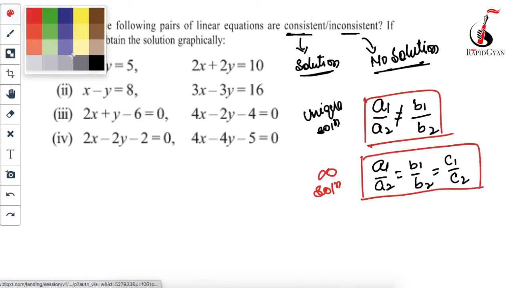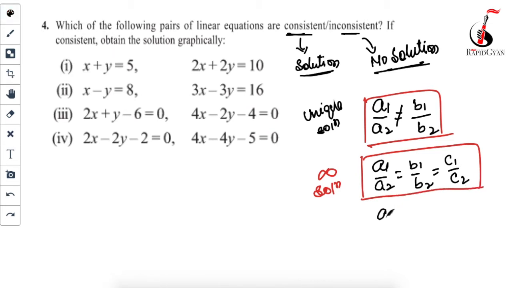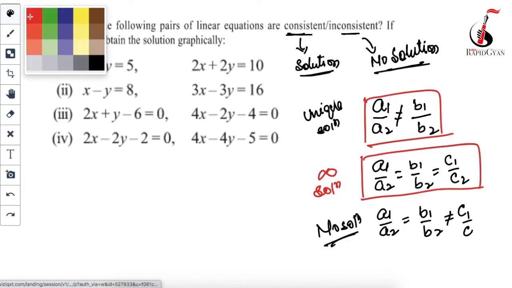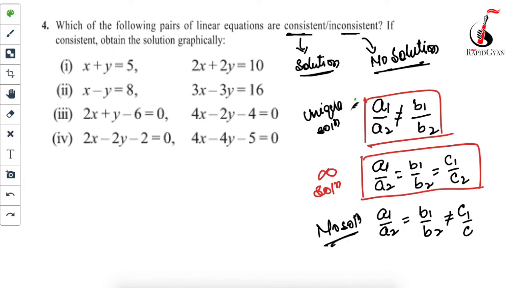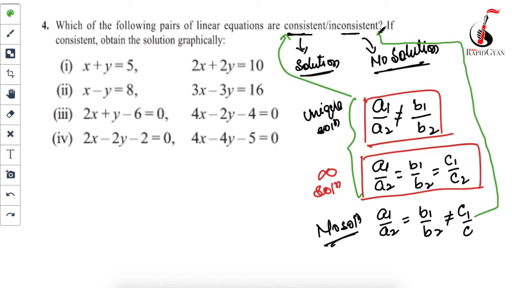Now the third one: if a1 upon a2 is equal to b1 upon b2 is not equal to c1 upon c2, this is the case of no solution. So if you are getting the first two cases, they will be considered consistent, and if you are getting this third case, it will be considered inconsistent. Getting me? Alright, so let's start solving this.